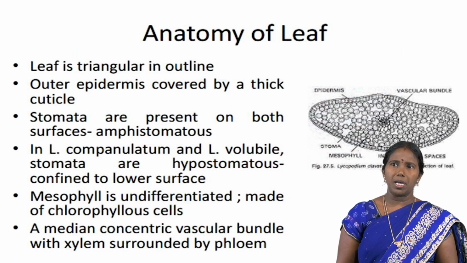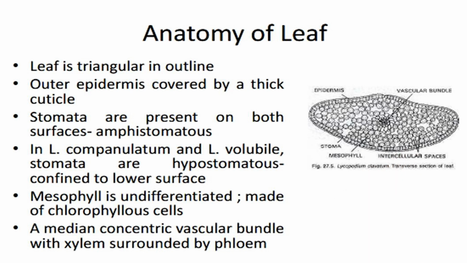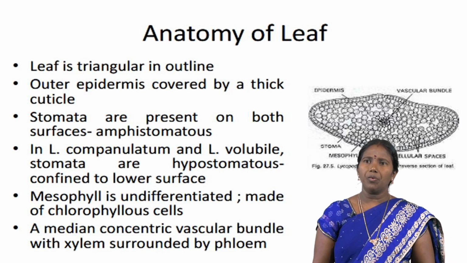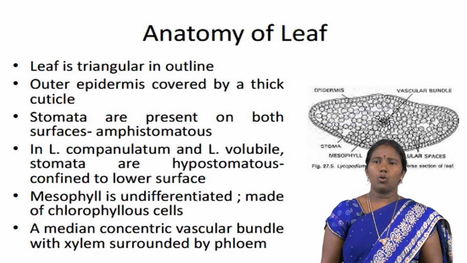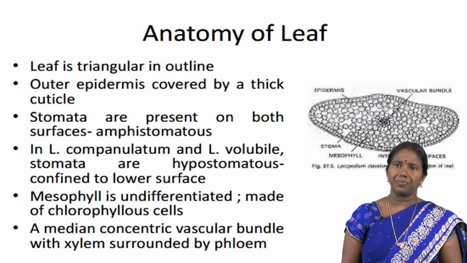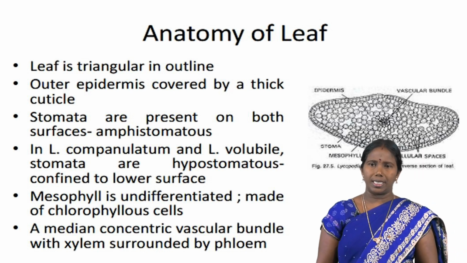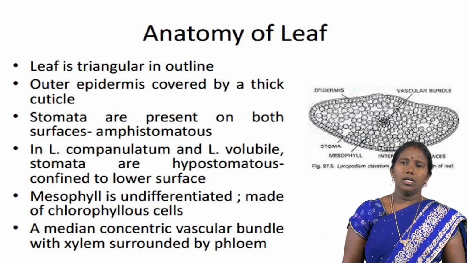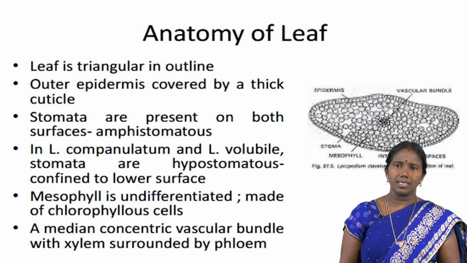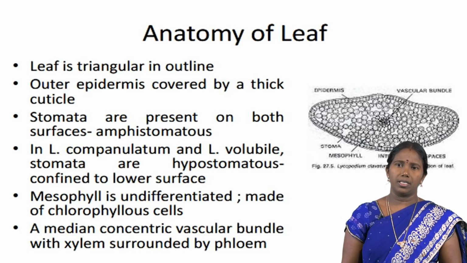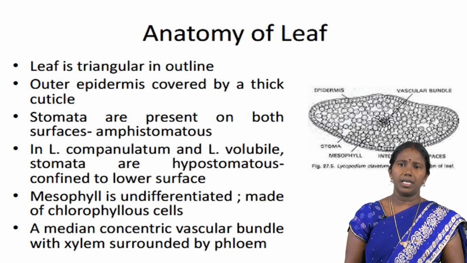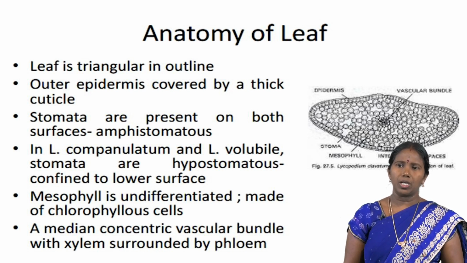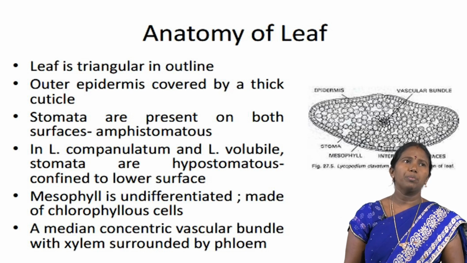This slide shows anatomy of leaf. Different types of leaves. The leaf is triangular in outline, outer epidermis covered by a thick cuticle. Stomata are present on both surfaces, amphistomatic in Lycopodium complanatum and Lycopodium alopecuroides. The stomata are hypostomatic, confined to lower surface. Mesophyll is undifferentiated, made of chlorophyllous cells. A median centric vascular bundle with xylem surrounded by phloem.